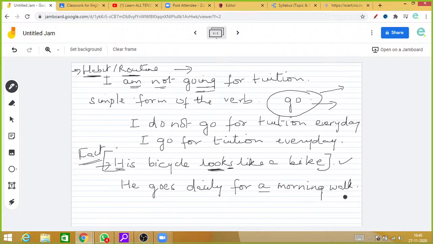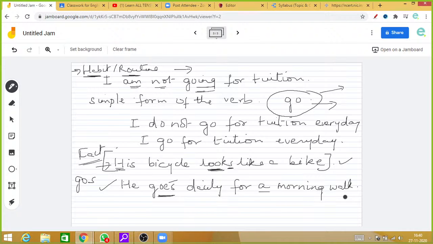So which is the verb here? Goes. Now in "goes", we don't use just s. What we use is es. So this is a slight variation which you have to remember. Okay. Good. So this is a routine.